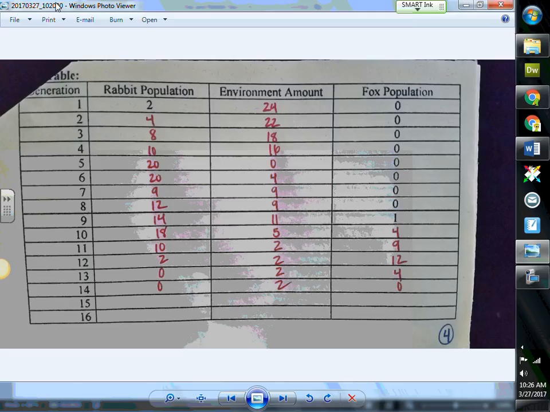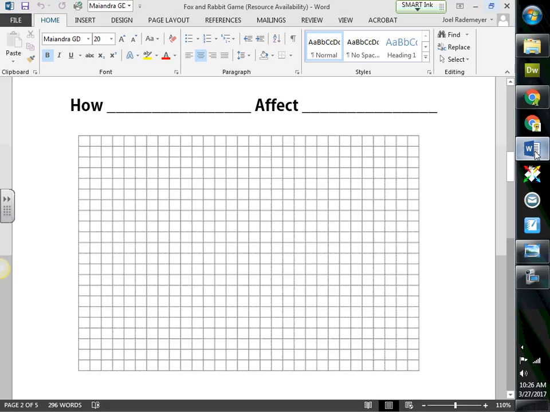So take a look at your data, your rabbit population data, your environment data. Remember, those are the number of resources that were available in each generation, and then the number of foxes. In your notebook, turn to the first page that looks like this. This is the page that has questions about the rabbits.